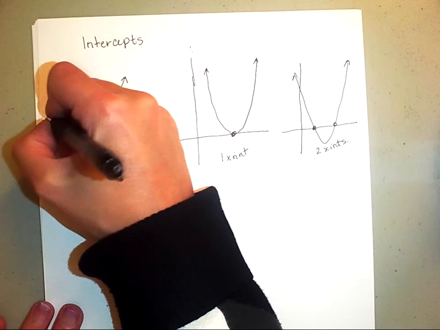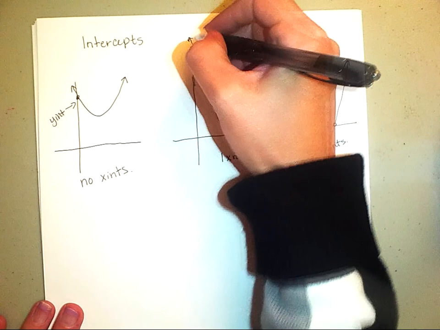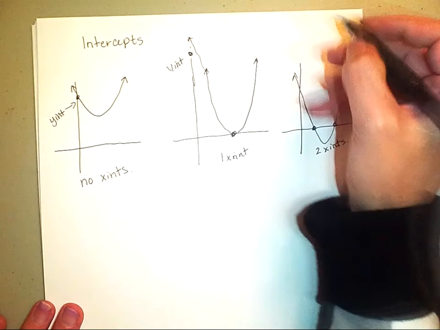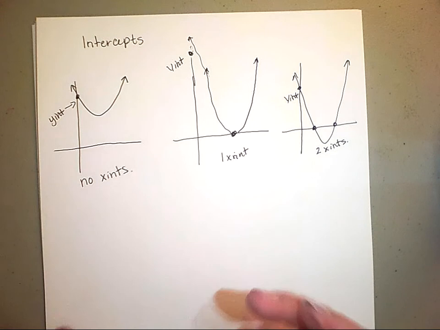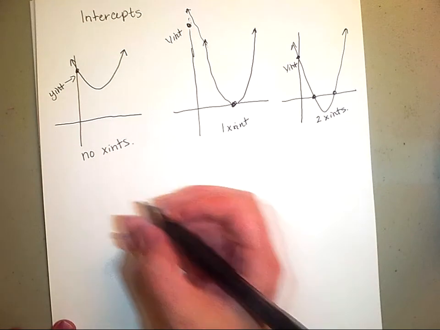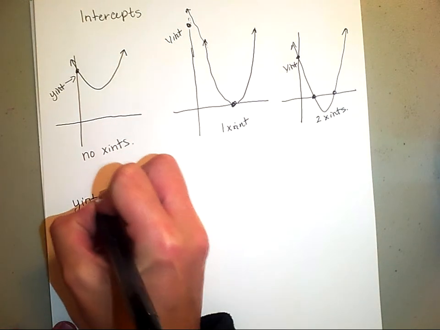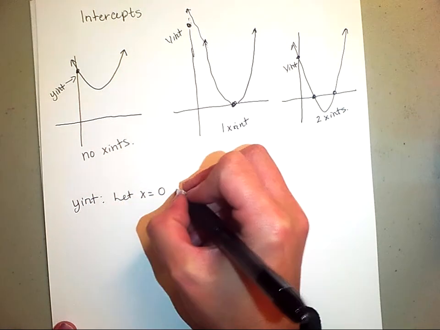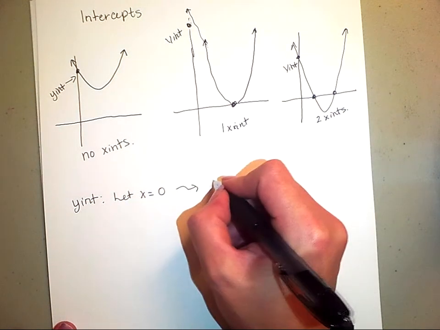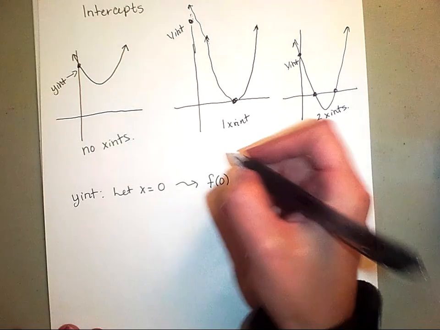Alright, so this is our y-intercept, and way up here is our y-intercept. Finding x and y-intercepts is the same as for any other graph. For a y-intercept, you have to let x equal 0. Another way of doing that using our function notation is that you're finding f of 0.